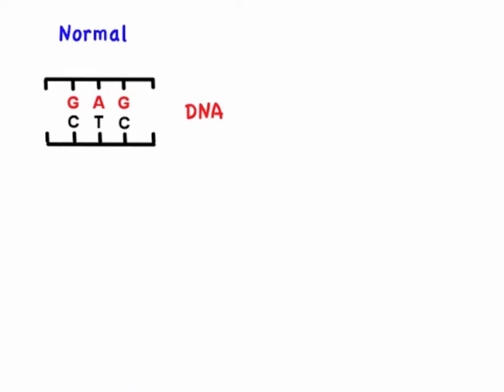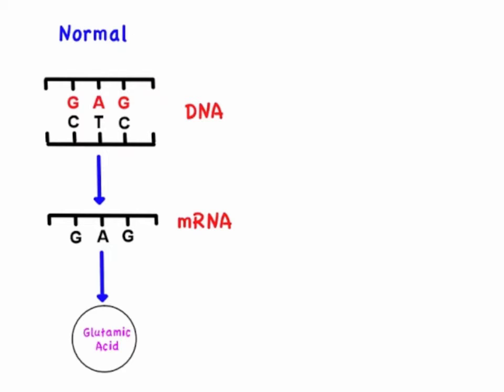Sickle cell anemia is a result of a base substitution mutation which occurs in DNA, and when it does occur it changes the polypeptide chain, or one of the polypeptide chains, found in hemoglobin in red blood cells. So under a normal situation there is a triplet on DNA, GAG, and when that goes through transcription to the mRNA and then finally through translation, it produces the amino acid glutamic acid.